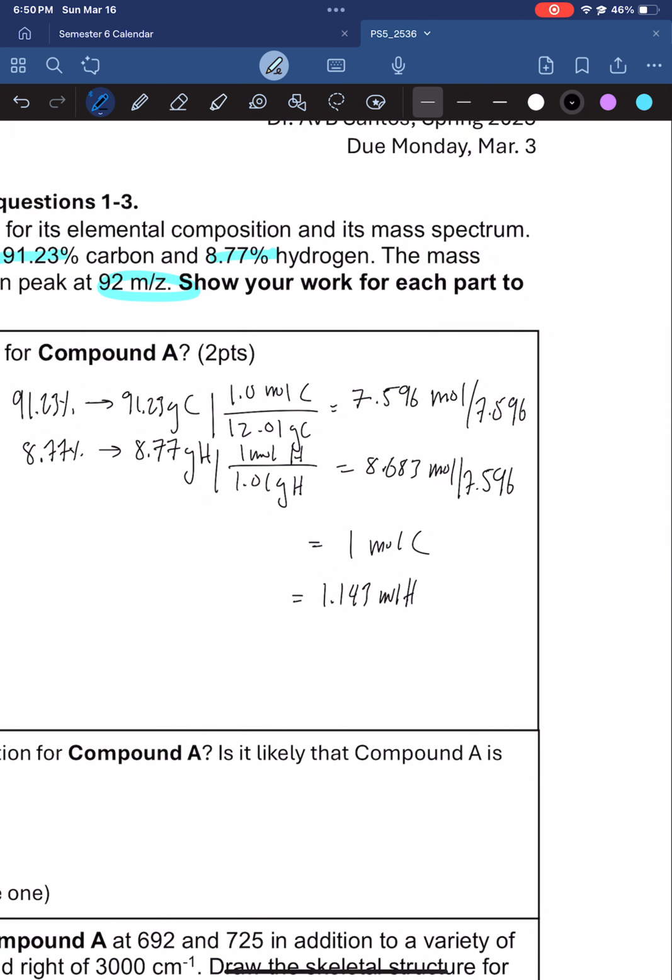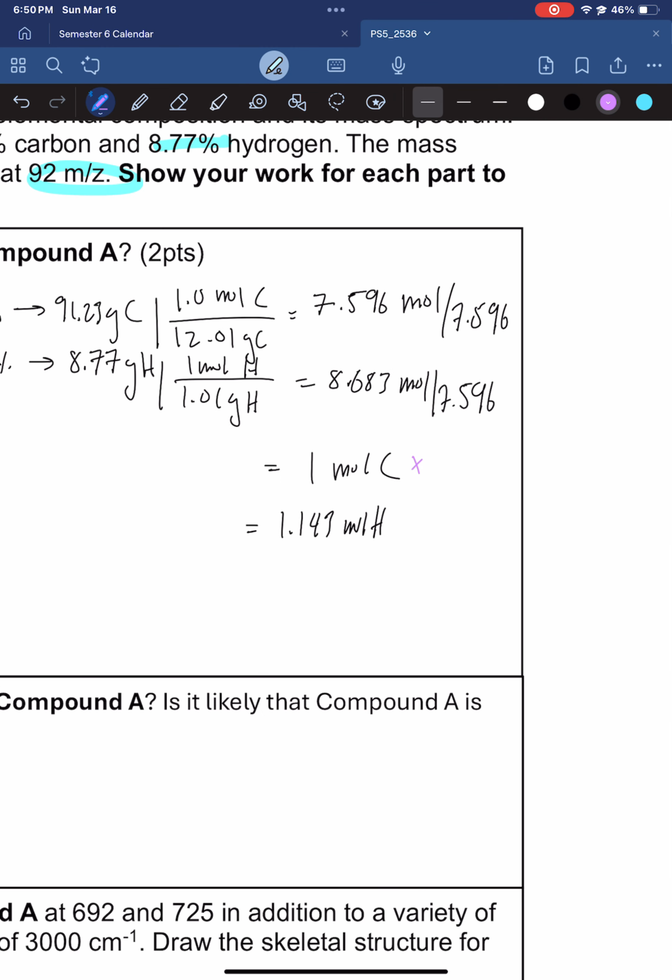For this method, I like to do the guess and check method. It is kind of annoying because you might have to guess and check for a while, but once you do the math out, you find that they both have a common number of 7. So when you multiply this, you get 7 moles of carbon, and this one turns into 8 moles of hydrogen. So now we're given the formula C7H8.